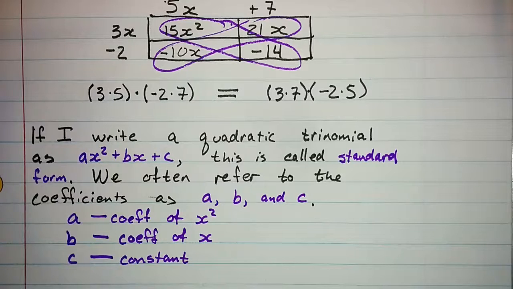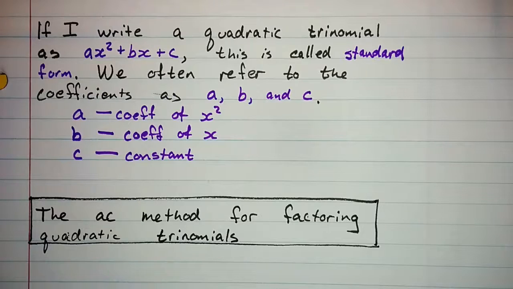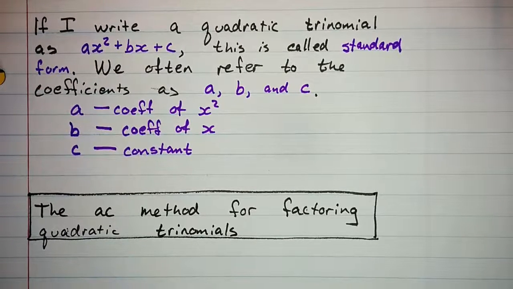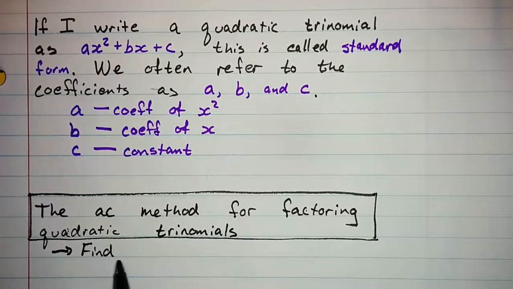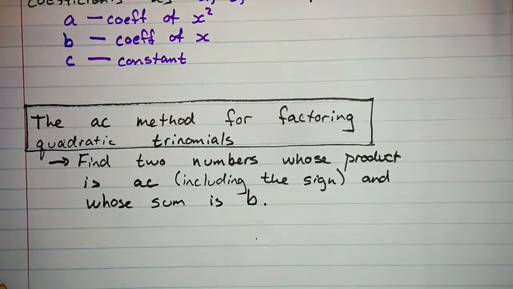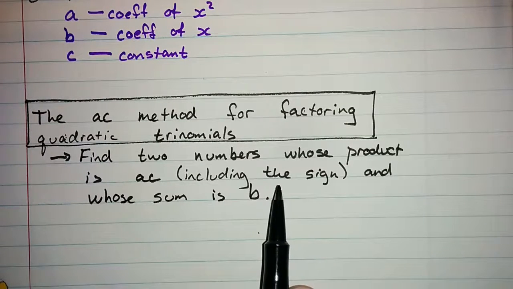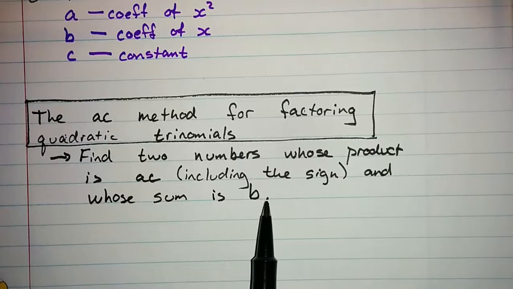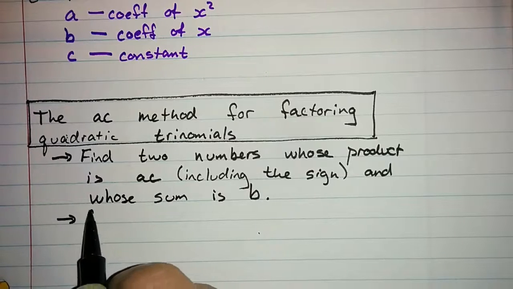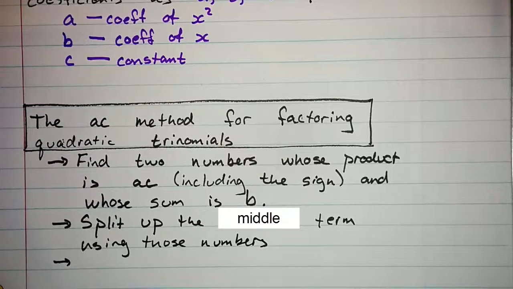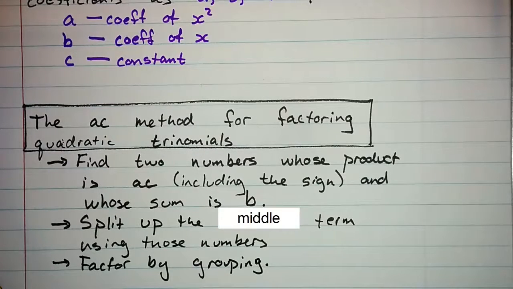Why do I want to give names to these? I'm about to teach you a technique called the AC method. What is this AC method? Well, it has 3 steps, basically. We find two numbers whose product is the same as the product of a and c, including the sign, positive or negative, and whose sum is the same as b, again, including the sign. Then we split up the middle term using those numbers, and we proceed to factor by grouping.